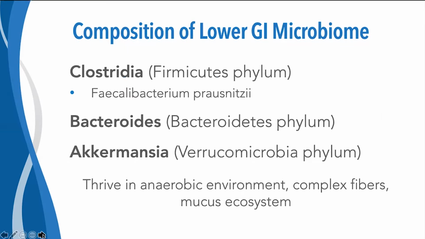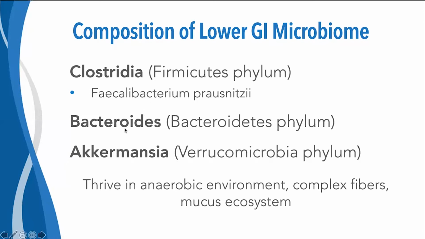Composition of lower GI microbiome at a high level, the most abundant groups, it's in some ways fairly simple. The Clostridia class really dominates. And that's in the colon, the largest group in the Firmicutes phylum. One of the key species is Faecalibacterium prausnitzii, which we do have on GI map as well. That's a major butyrate producer. Again, it's in the Clostridia class, which is the dominant group in the Firmicutes phylum.